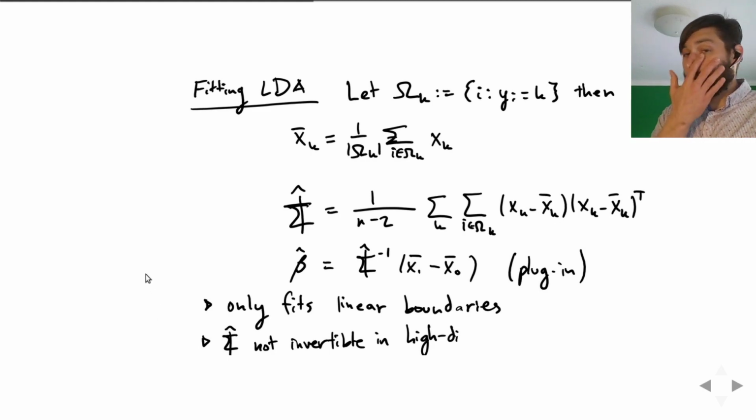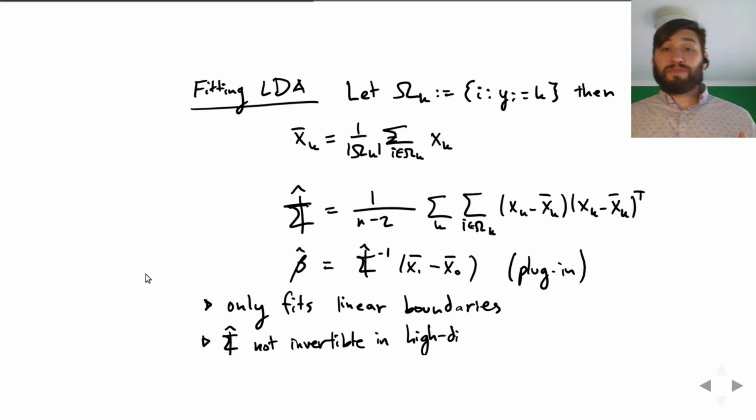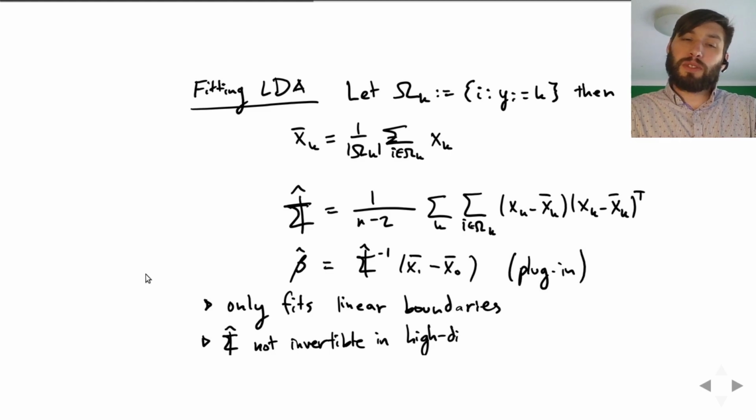Okay, so good things about this. First of all, because we assume this pooled variance, this variance estimate hopefully is going to be pretty good in the sense that we're using a lot of data to estimate it. And that's only if you have significantly more samples than dimensions. The downside is that it only fits linear boundaries. So usually we call this the capacity of our learner.